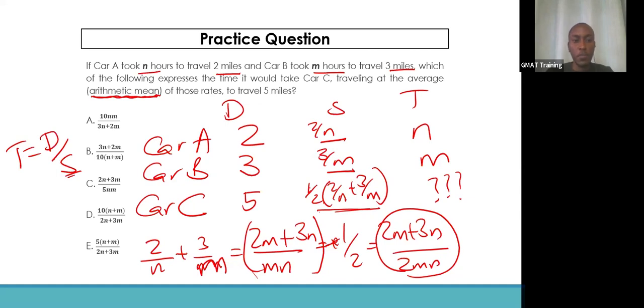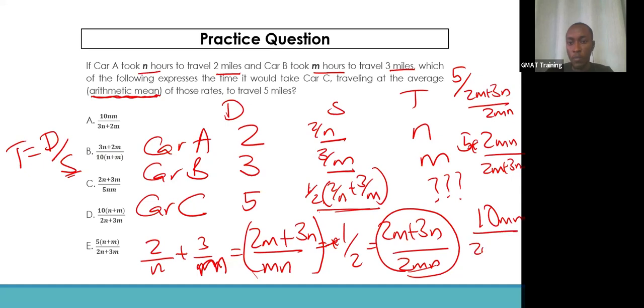That's the distance over the speed, or the distance over the rate. So we have the distance is 5. So 5 divided by the speed, which is 2m plus 3n all over 2mn. You can reciprocate this and have 5 times 2mn all over 2m plus 3n. Okay, 5 times 2, that's 10mn all over 2m plus 3n.